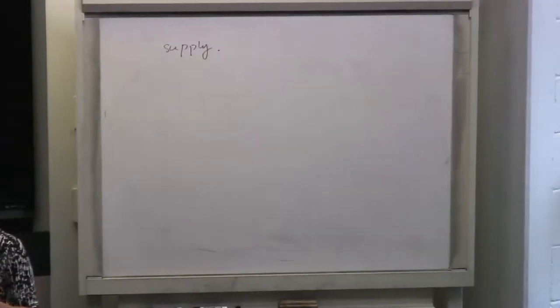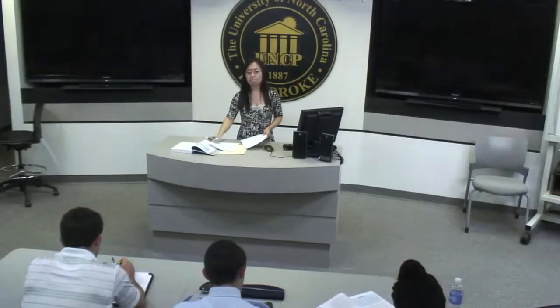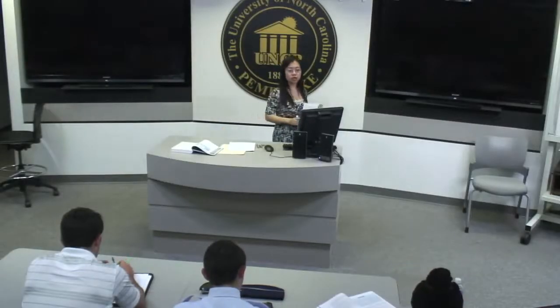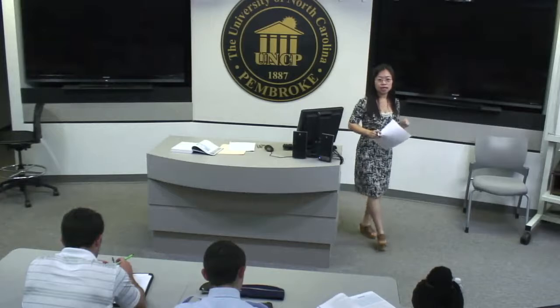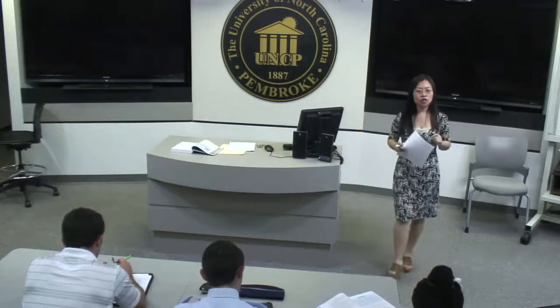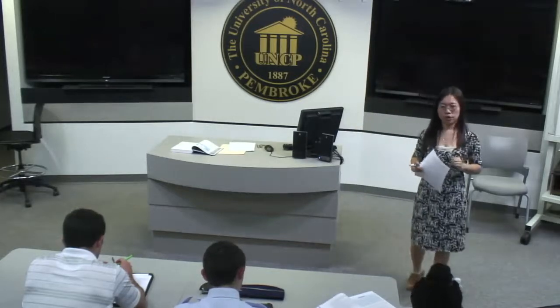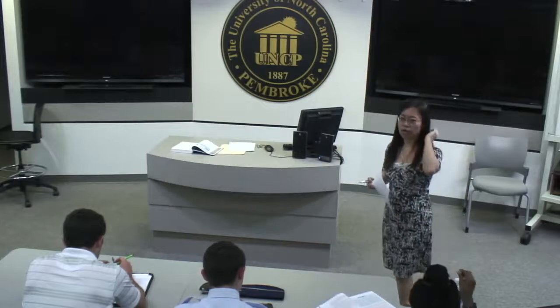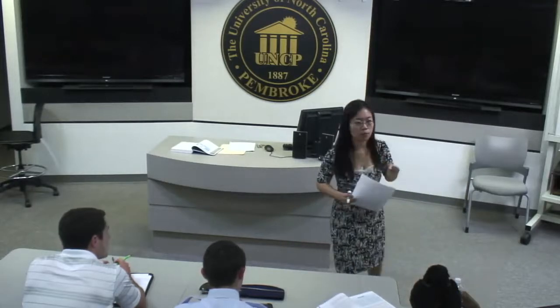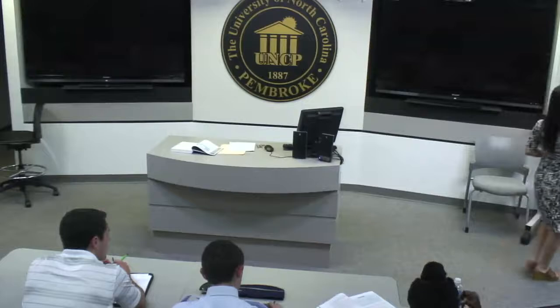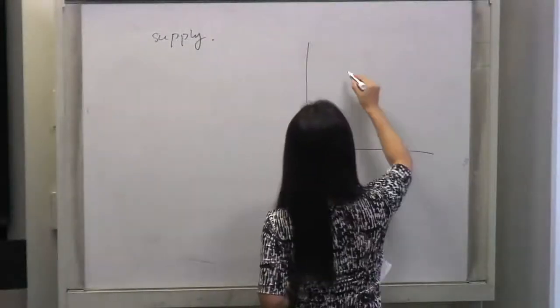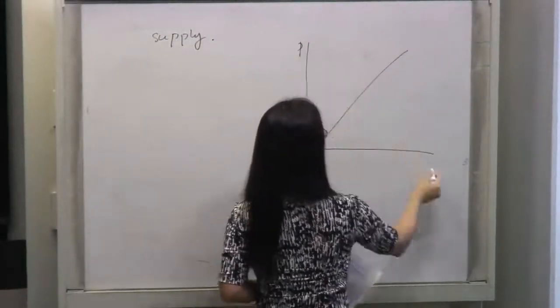The same question I asked before: what's the difference between quantity supplied and supply? Supply represents a point or a curve? A curve. And quantity supplied represents one particular point. The supply curve looks like this, with a positive slope.